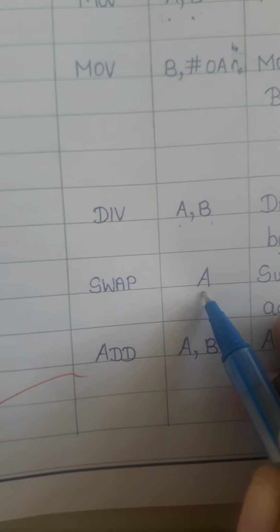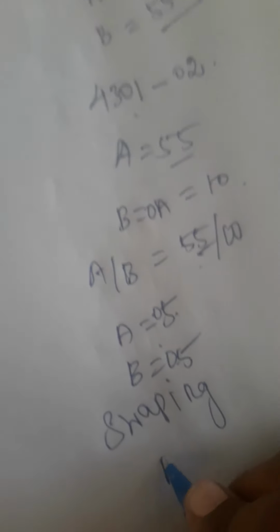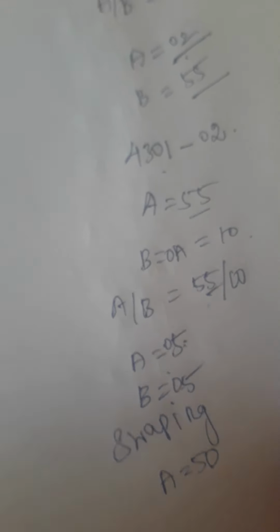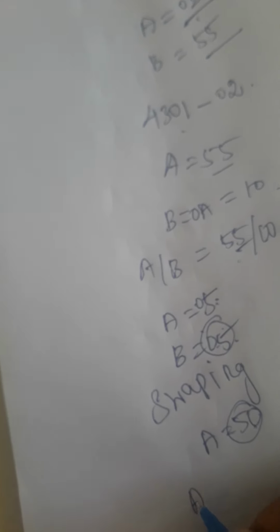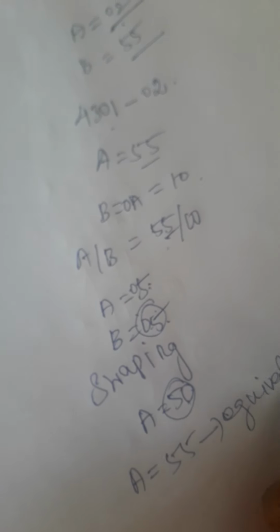Then after division we are swapping the accumulator value. Swapping the accumulator value means the lower nibble becomes the higher nibble and the higher nibble becomes the lower nibble. Since A contains 05, after swapping the accumulator contains 50; 05 is swapped as 50. Then we are adding A and B. B contains 05 and it will be added to 50. The final result will be available in the accumulator, the equivalent hexadecimal value of 55.